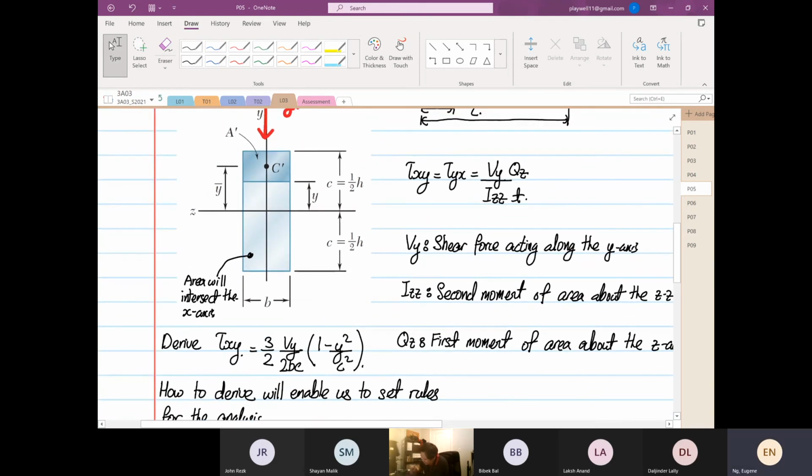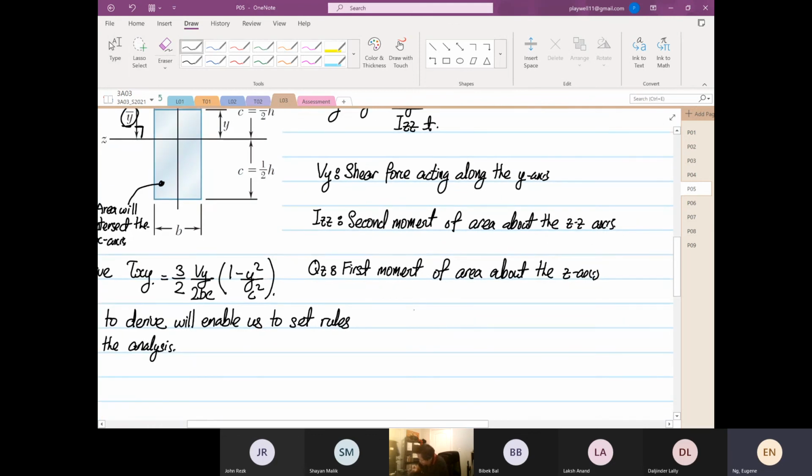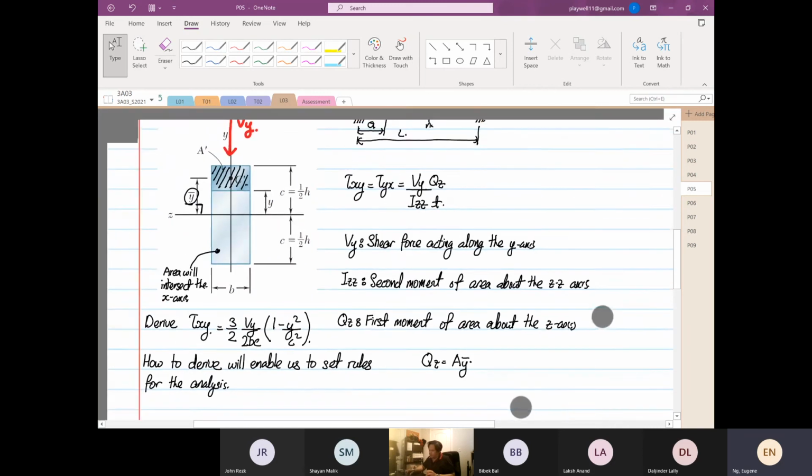So about the z-axis, if this is the area of interest, right? The perpendicular distance is what? So this is the perpendicular. The perpendicular distance is our what? Y bar. Yes or no? That's the area. Perpendicular distance to the area is Y bar. So what I'm trying to highlight is you have Qz is equal to A Y bar. Okay. And it's about the first moment of area about the Z. So the Z axis is the reference axis. Okay. So this is the first thing that we have to know.